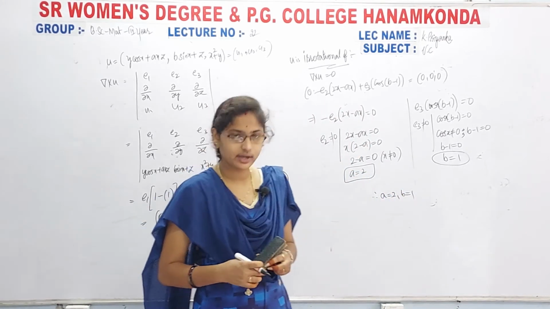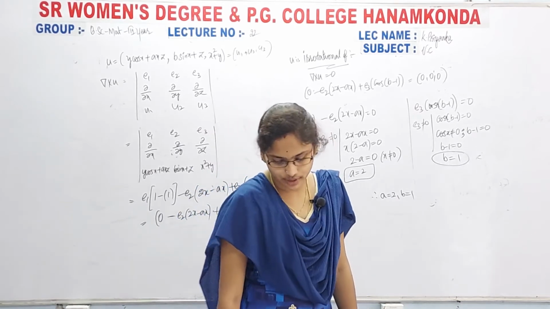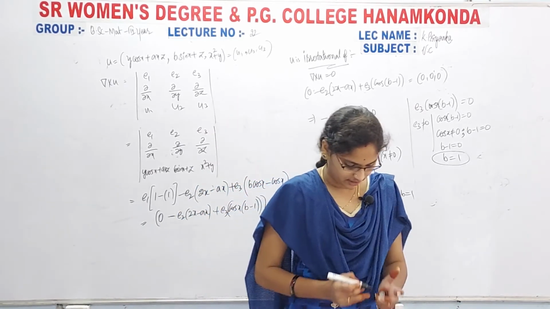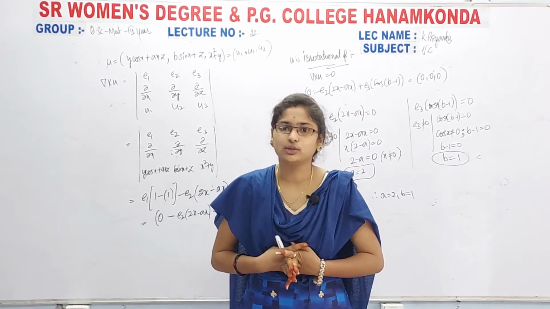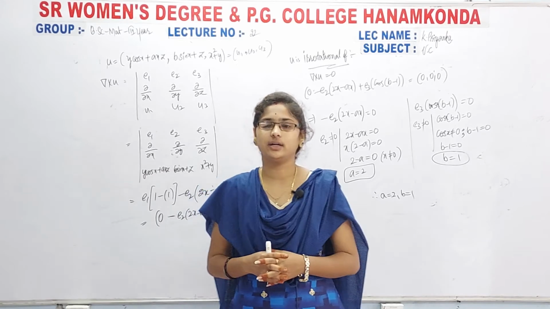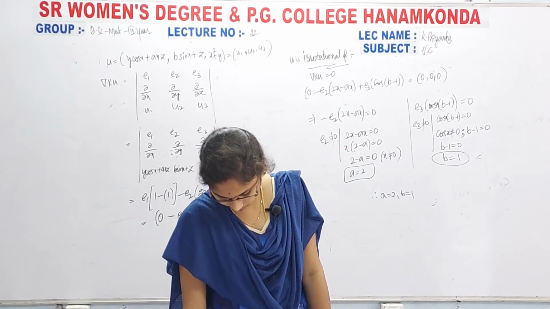So for a equal to 2 and b equal to 1, we will get that u is an irrotational field. Simply what they ask is for what values. Therefore, for the values a equal to 2 and b equal to 1, the field u is an irrotational field. Next, write one more.